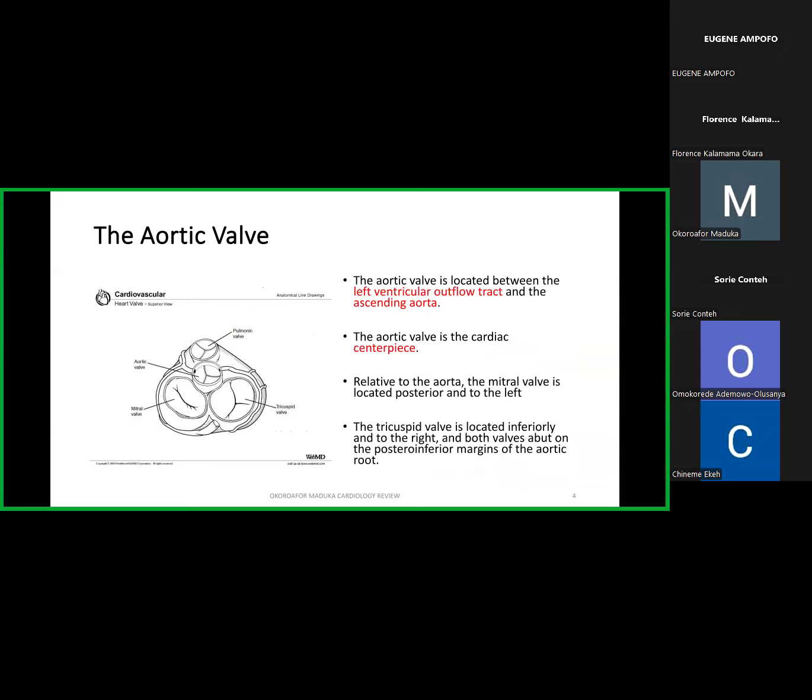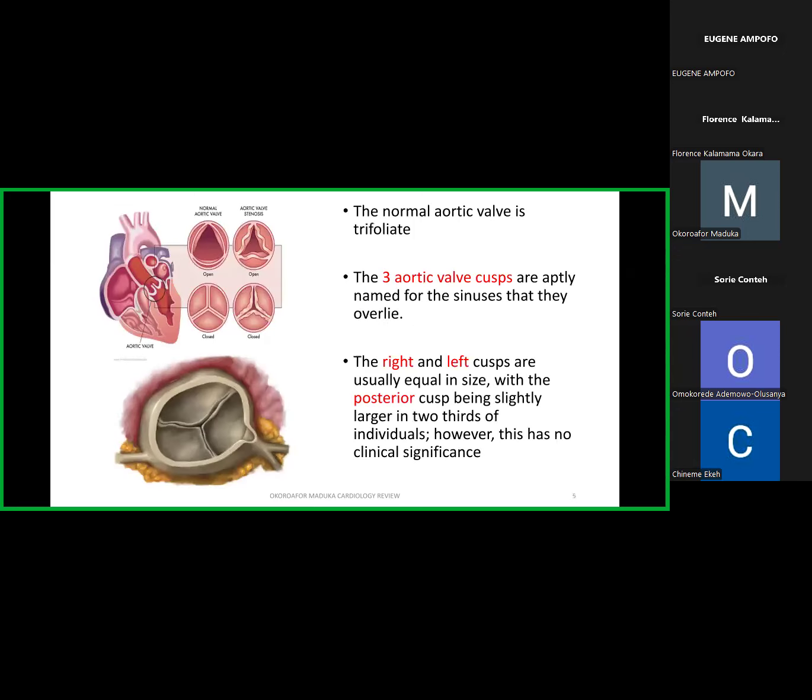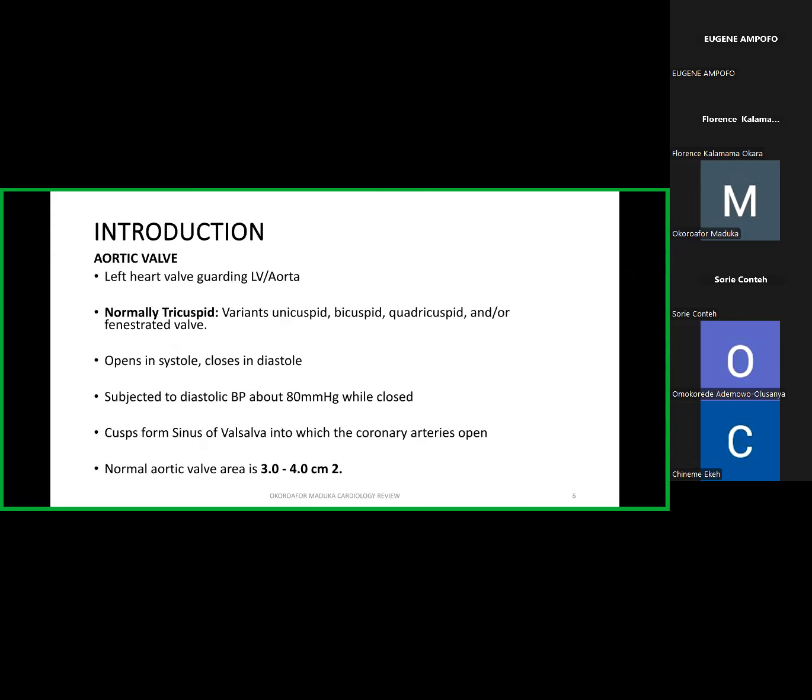The aortic valve is the centerpiece between the left ventricle and aorta, and the tricuspid valve is located inferiorly and to the right of the aortic valve, and both valves are joined on the posterior inferior margin of the aortic root. The aortic valve normally should have 3 cusps. There's a right and left cusp, and then there's the non-coronary cusp, also known as the posterior cusp, being slightly larger than the other two in 2/3 of individuals. However, it's said to have no clinical significance.